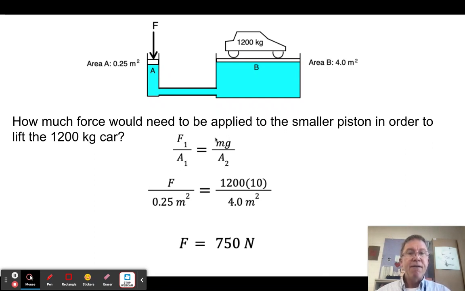I know that F2 is equal to the mg of the car, and I want to figure out what this force is. So force over 0.25 square meters is equal to mg over 4 square meters. When I solve for F, I get 750. So I push down here with 750 newtons, and I lift here with 12,000 newtons. That's because this area is so much smaller than that area. It's basically 16 times smaller, so it applies 16 times more force.